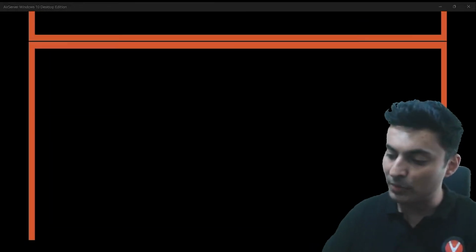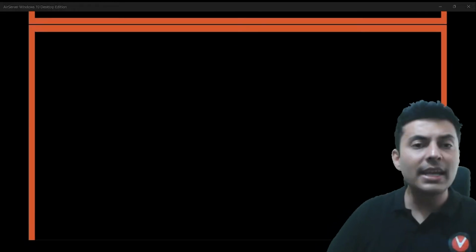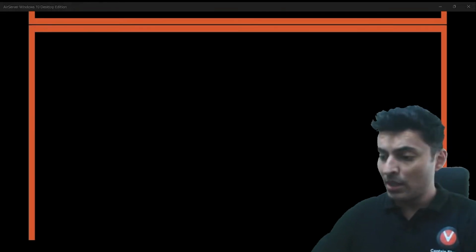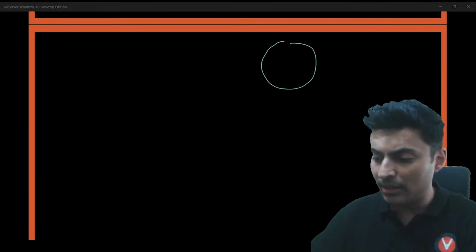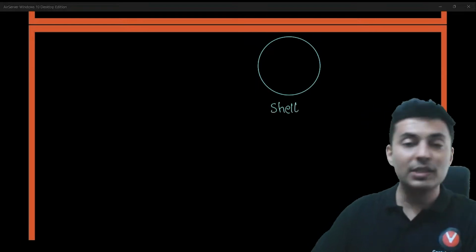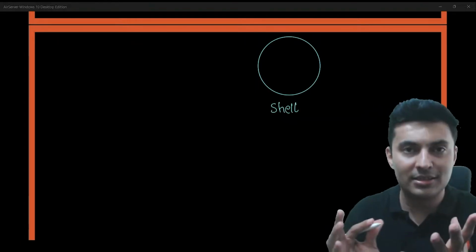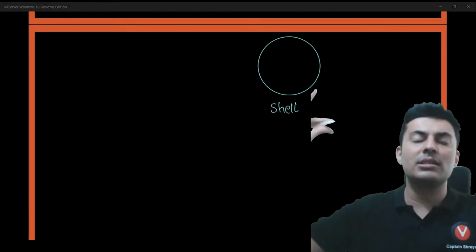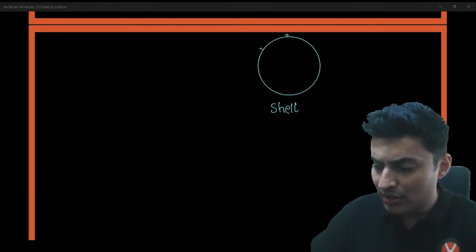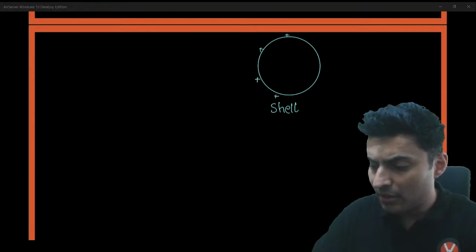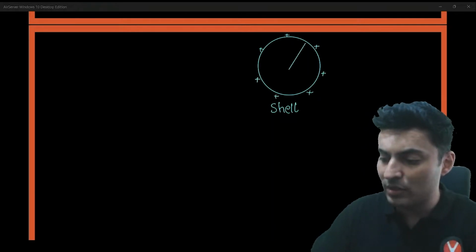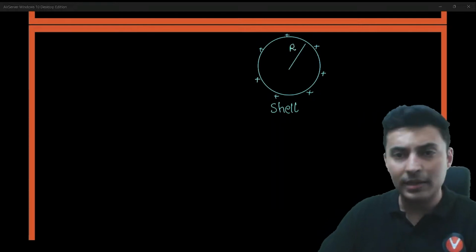Next important graph which you must know, my dear warriors, is with regards to the field and potential inside a shell and outside a shell. When you take a shell, shell means it is hollow inside. There is no charge inside. Even if it is solid, the charges are only on the surface. So imagine a charged shell or a solid sphere where the charges only reside on the surface, and the radius of such a shell is capital R.